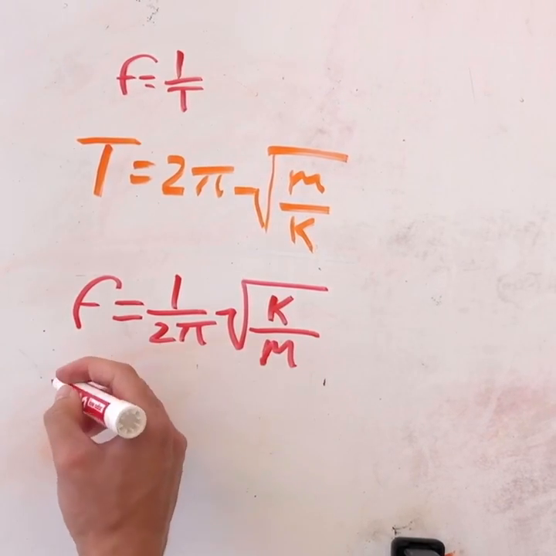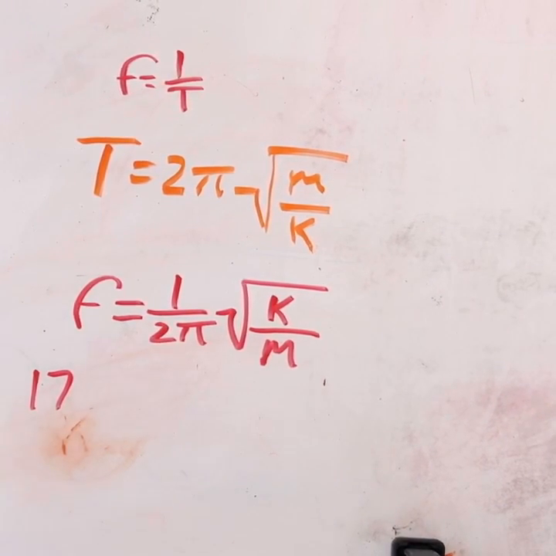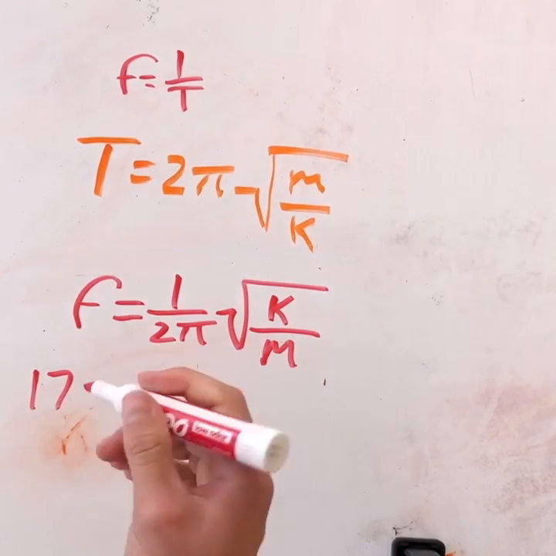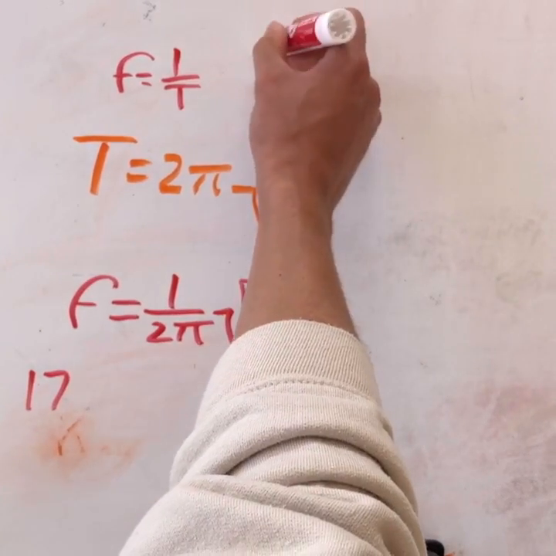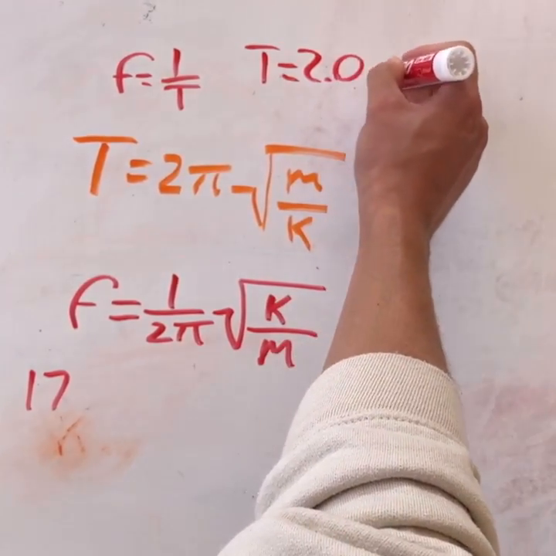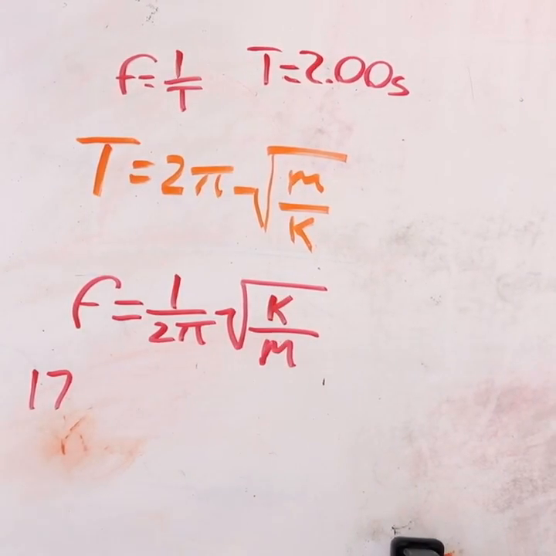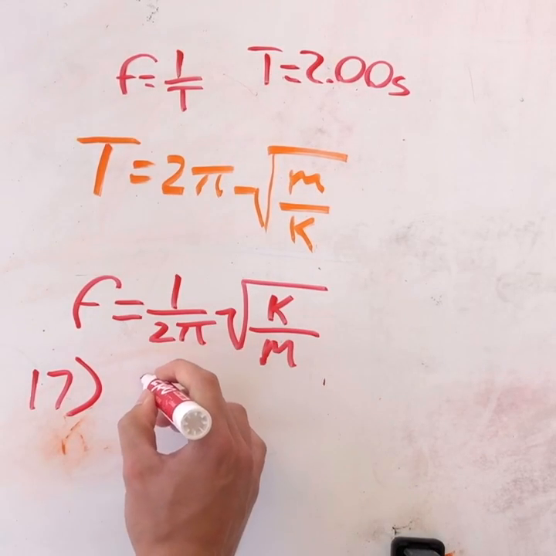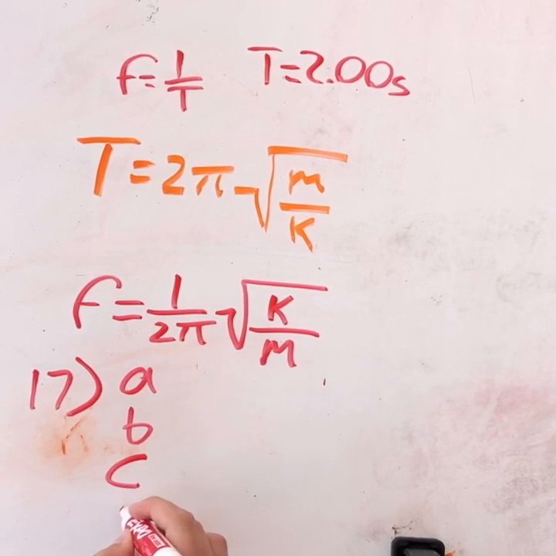So in problem 17, we're asked a series of questions on what would happen if we adjusted a simple harmonic oscillator in a couple ways. A block is attached to a spring with an unknown spring constant, and it oscillates with a period of 2 seconds. So we're going to make a note up here that T is equal to 2.00 seconds. Now we have A, B, C, and D.